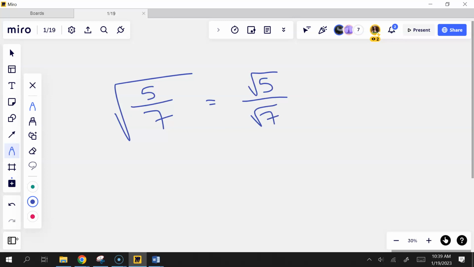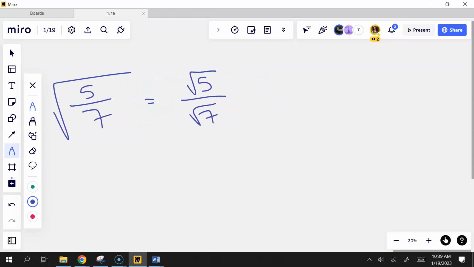What's the problem or what's the issue? We have the radical, the 7, the radical in the bottom, right? So to get rid of it, I'm going to multiply the top and the bottom by what? That's right, square root of 7. The top becomes what? Square root of 35, and the bottom becomes 7. Can I divide those now? Can I say 35 divided by 7?